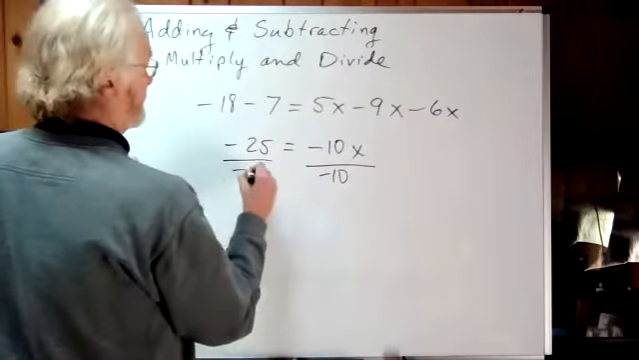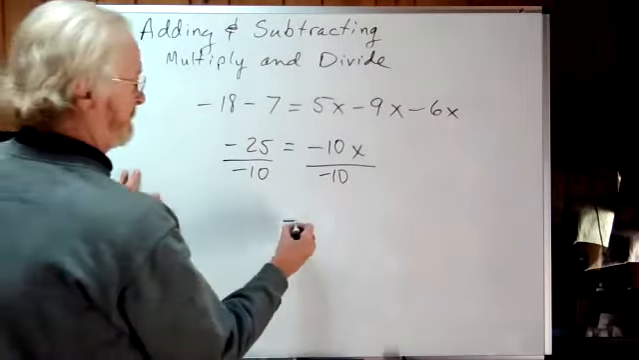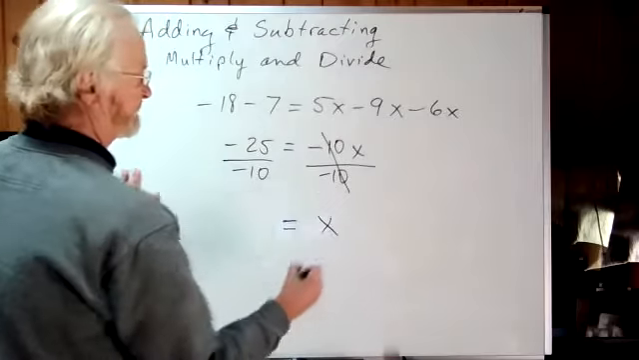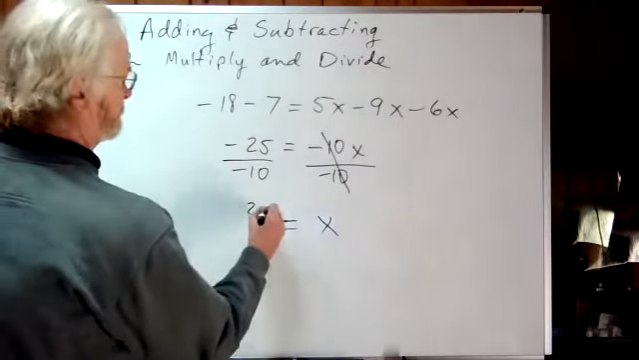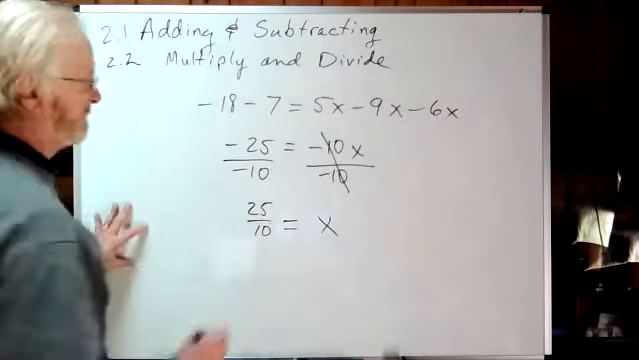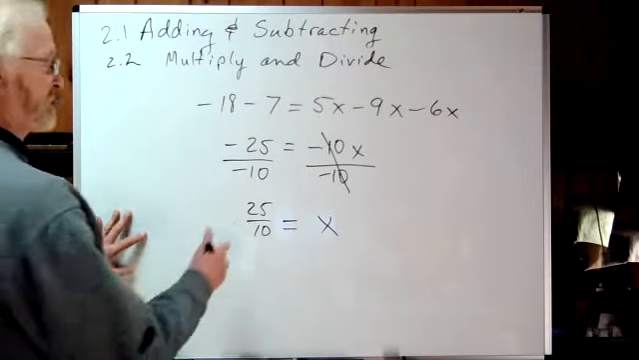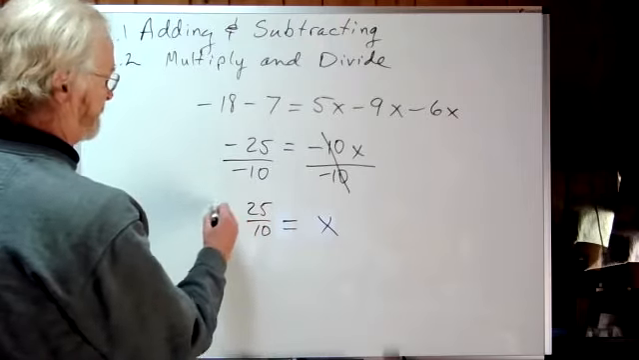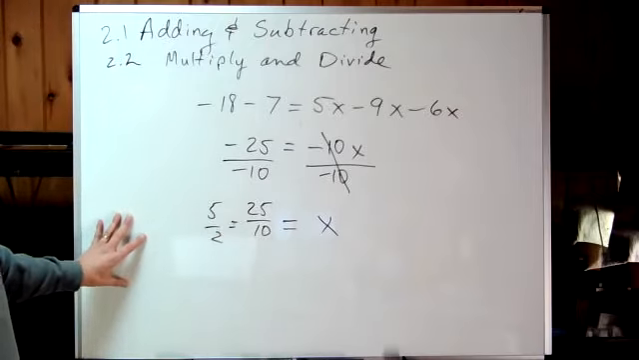Same thing on the other side. All right. So here, they cancel and I get just x. Here, negative, negative, and I get 25 over 10, but that's not lowest terms. I can see that both of those still can be divided by 5. So dividing that by 5, I get 5. Divided by 5, I get 2. So 5 halves would be the lowest terms answer. Always expect to go to lowest terms.